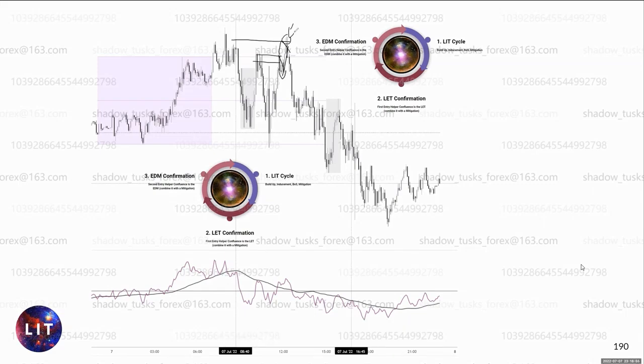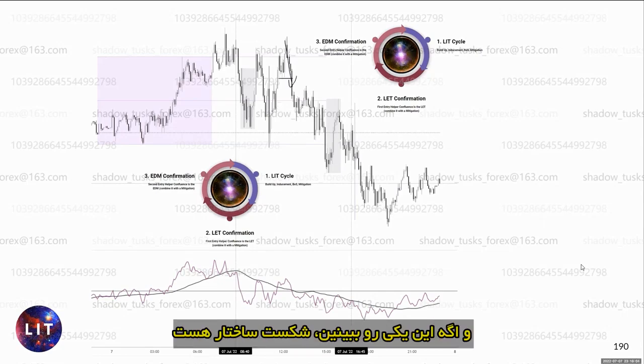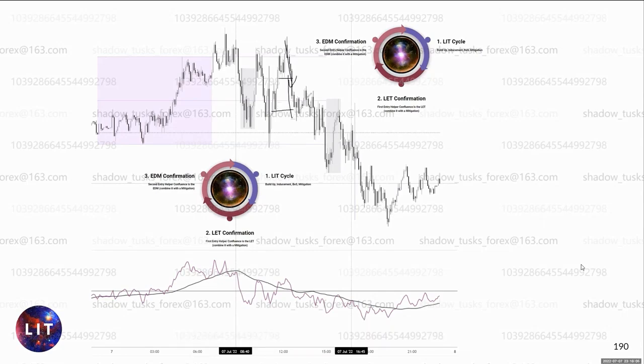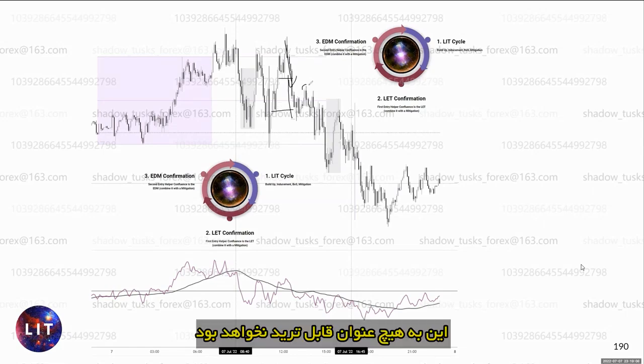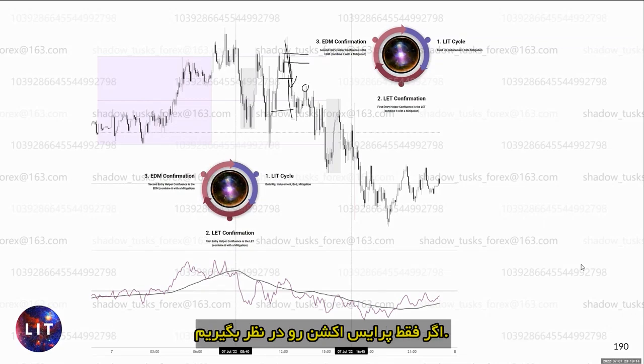So guess what? Cycle continues all over the place. Here's your break of structure, or here, depending on how you want to see it. Right, so if you see this one, obviously, boom, break of structure. If you see this one, boom, break of structure. Then guess what? This would not be tradable by any means, because you're looking for mitigation maybe in this area or something like this. If you look at just the price action.